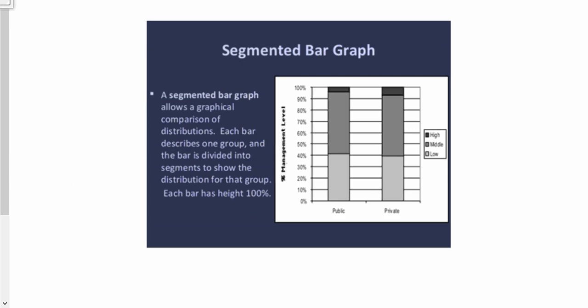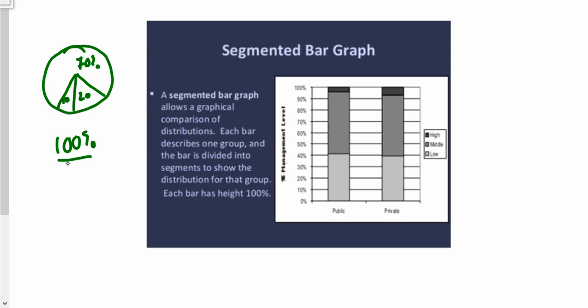You know how in a pie chart you have a circle, and that circle represents 100%, and then you have a breakdown that shows, oh, well, I have 20% this and 10% this and 70% this, and that's how I get to 100%. Well, a segmented bar graph does that as well. Each bar is measured out to be worth 100%, and then you show a breakdown inside of that.